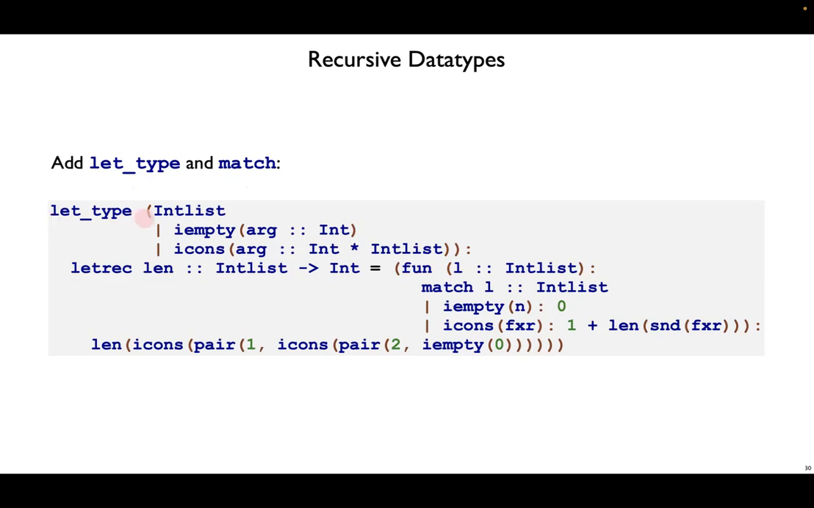Here's one example for int list. The two variants are iEmpty and icons, and each of these variants takes one arg. Now, len is a recursive function that takes in an int list and returns an int, which is the number of icons in the int list. This function works by matching on its input and checking if we're in the empty case, then return 0. If we're in the cons case, return 1 plus the length of the rest.